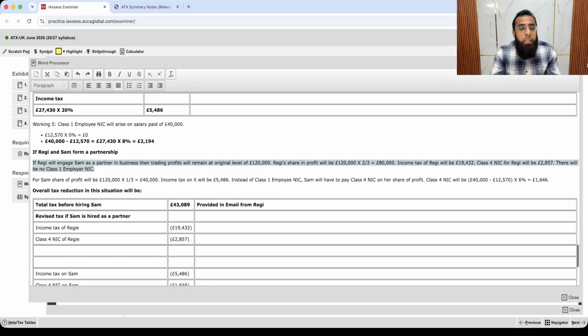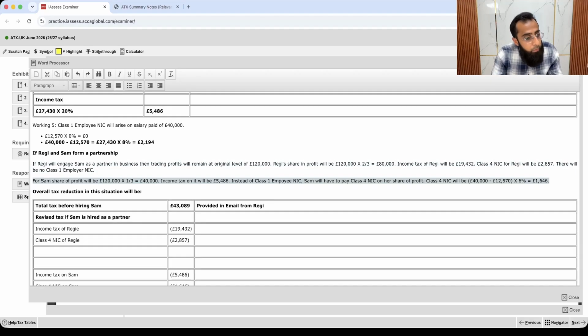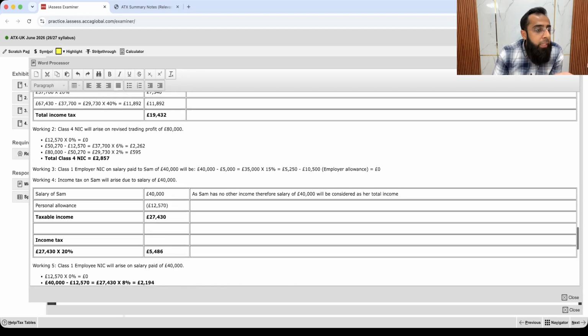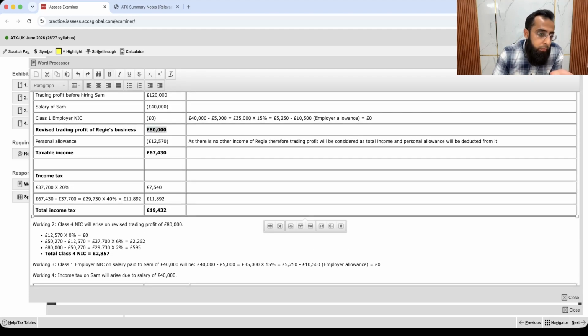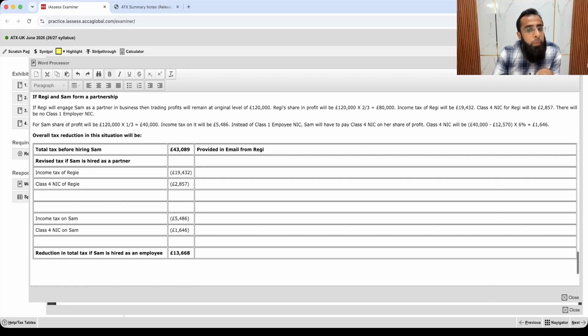In that case, the trading profit will remain at the original level, 120,000 pounds, and this trading profit will be divided in ratio of 2:3 and 1:3. For Regi, still his income stands at 80,000. Same tax and class 4 NIC will remain intact for Regi. For Sam, instead of employment income, it is trading income. Both are non-saving, so tax remains same. Instead of class 1 employee NIC, Sam will have to pay class 4 NIC.